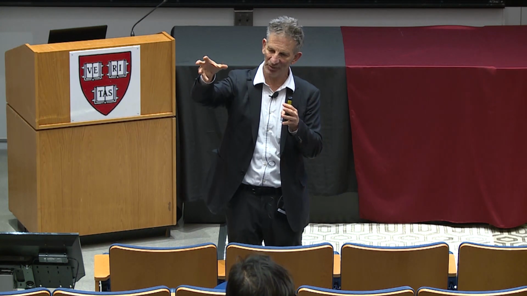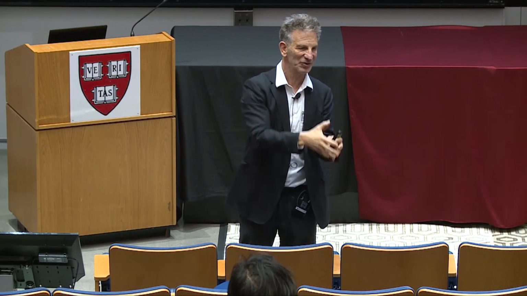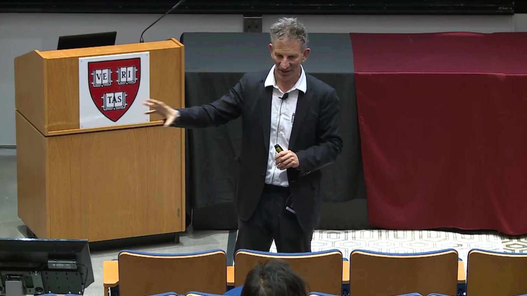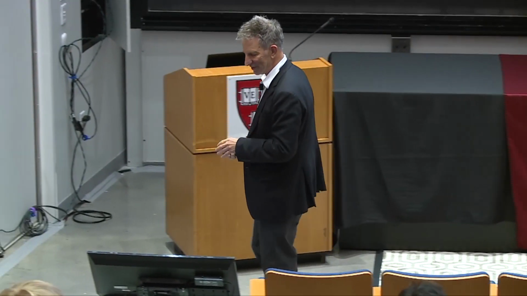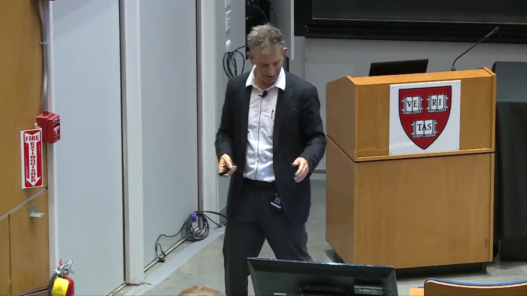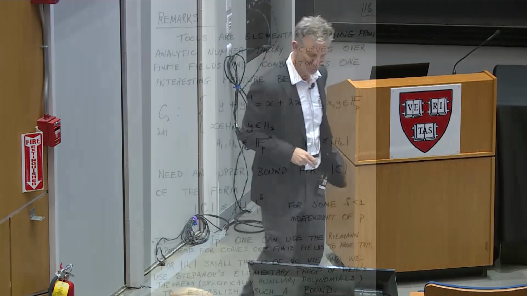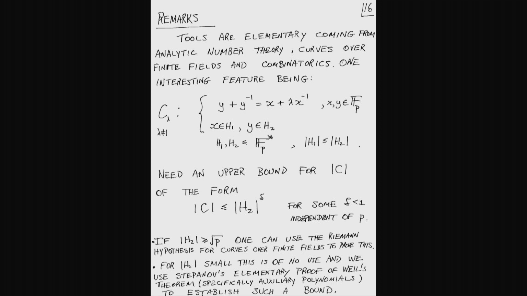And if you can make that bigger and then you iterate that, you eventually have to be swallowed by the big component. That's roughly how the argument goes, but there's a finite field thing that intervenes that is very instructive. And it's the following. Suppose I'm in the finite field Fp, and I have the equation y plus y inverse equals x plus lambda x inverse.